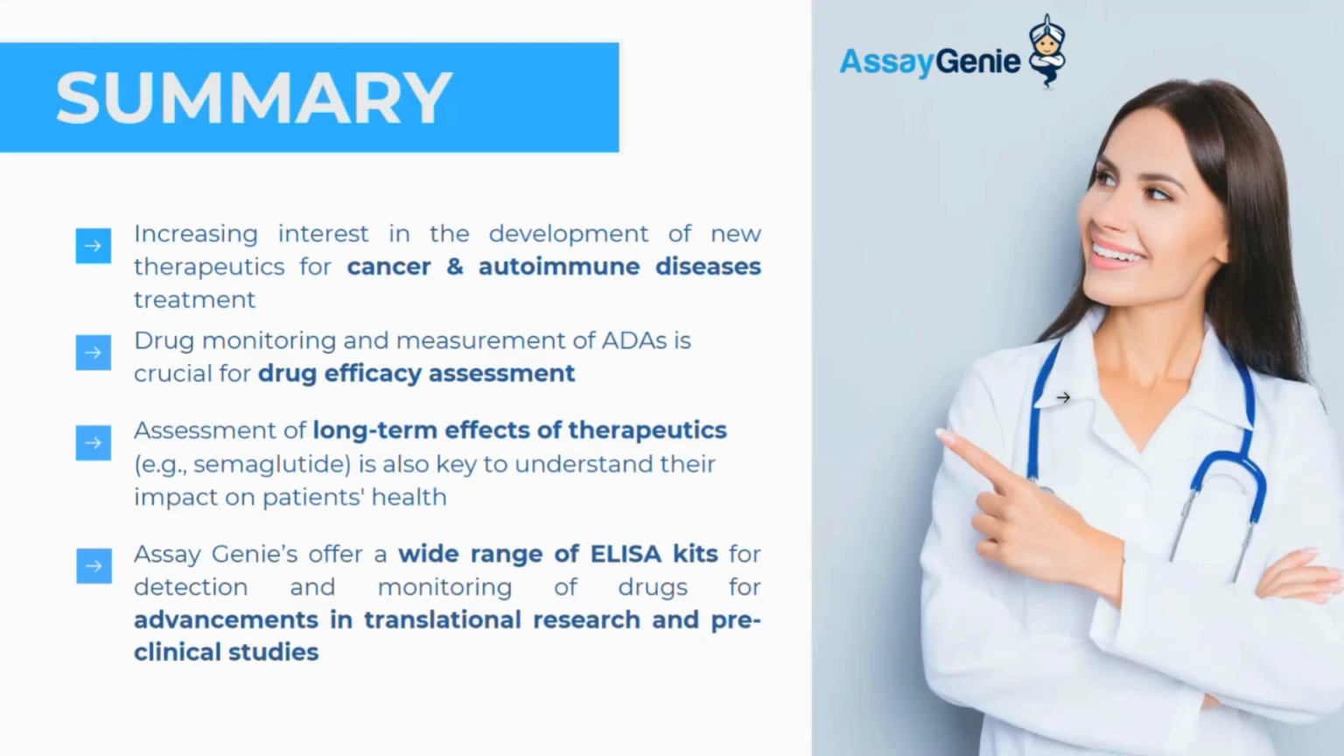So, just to really summarize everything that we talked about today, increasing interest in the development of new therapeutics for cancer and autoimmune diseases is going to be crucial for developing the latest therapies around the world. Drug monitoring and measurement of ADAs is crucial for drug efficacy assessment. And assessment of long-term effects of therapeutics, such as Ozempic or Semaglutide, is also key to understand their impact on a patient's health. And lastly, Assay Genie offers a wide range of different ELISA kits for both the detection and monitoring of drugs for advancements in translational research and preclinical studies.